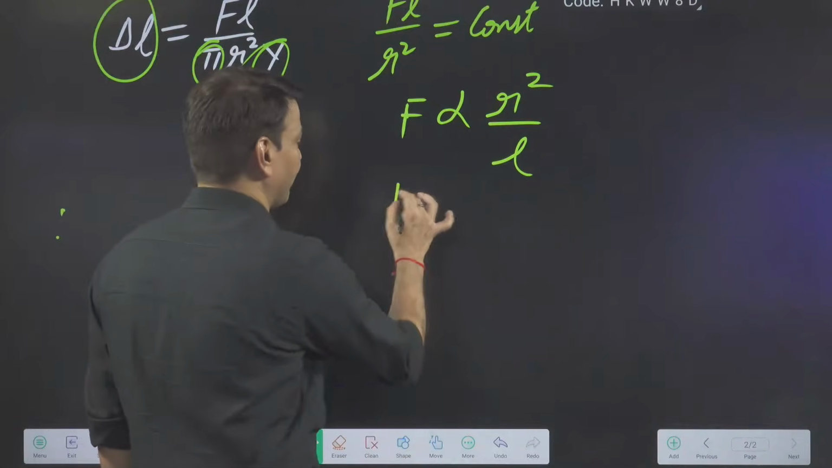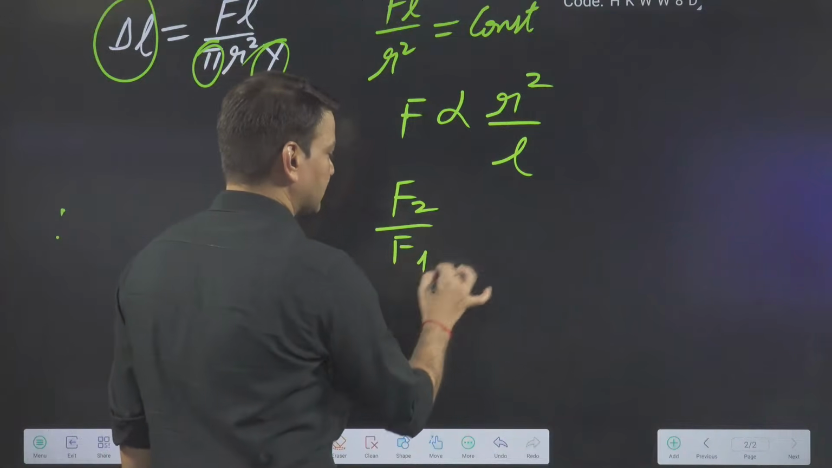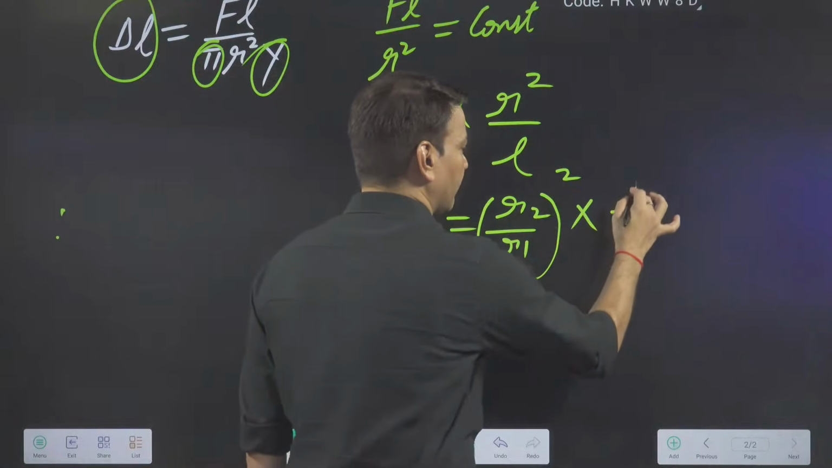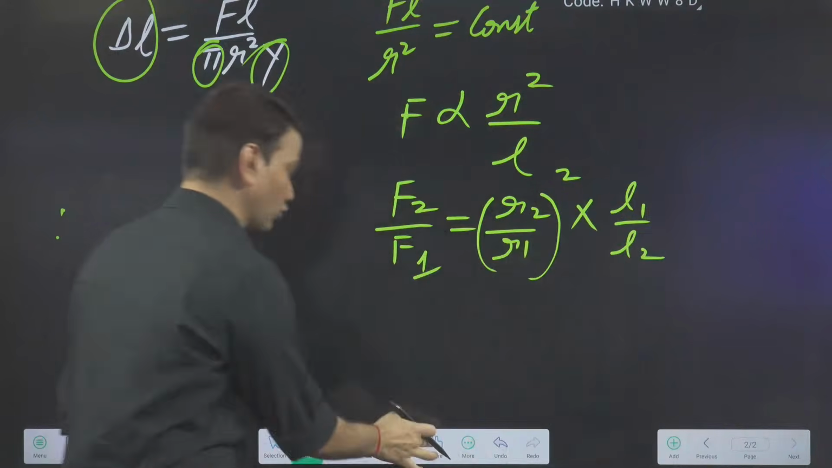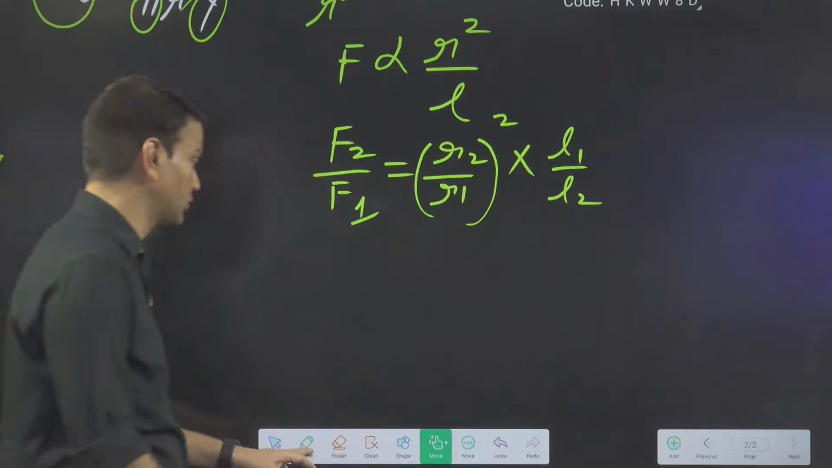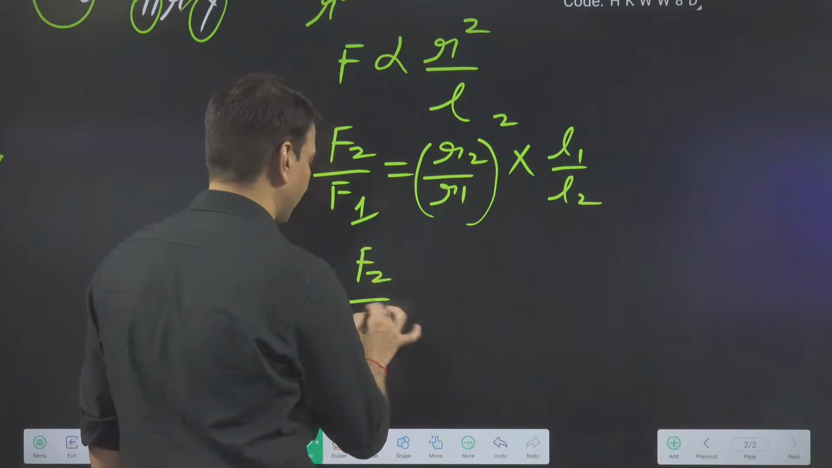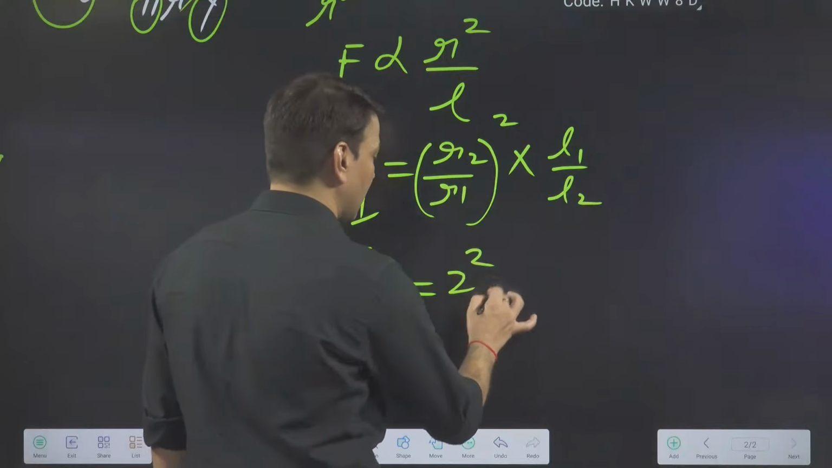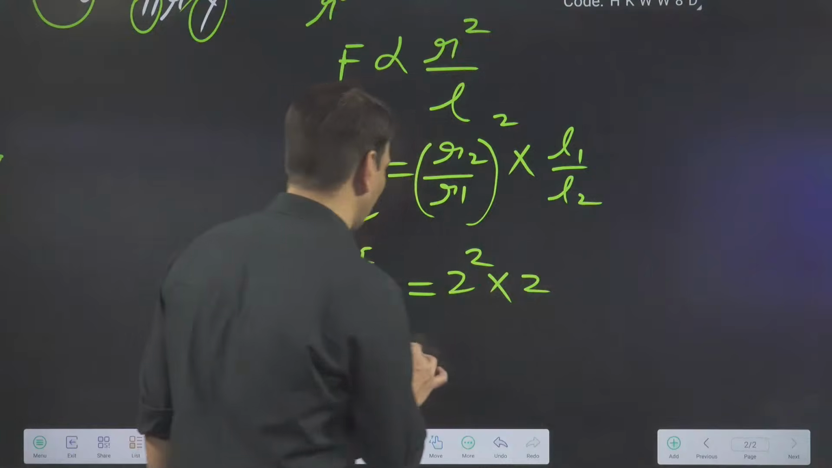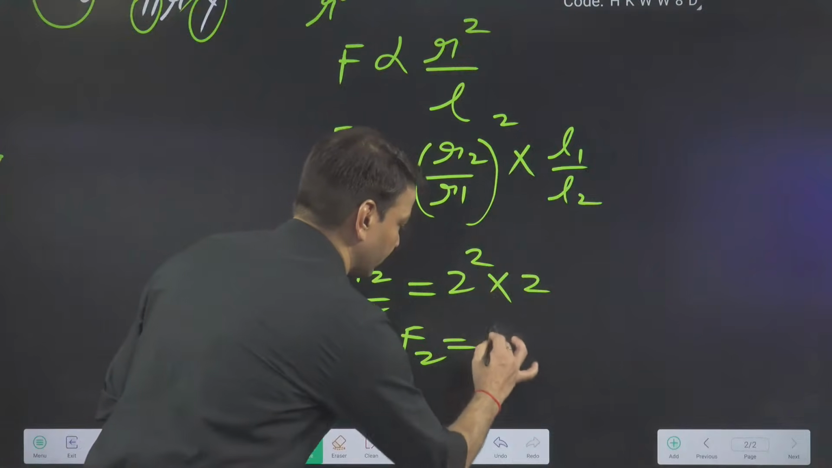So F2 by F1, that is equal to what? R2 by R1 whole square into L1 by L2. R2 by R1, radius double, means R2 by R1 is 2. So 2 square. So F2 by F1 is equal to 2 square, and L2 is equal to L1 by 2, then 2 will go up. Then how much F2 we got? F2 is equal to 8F.